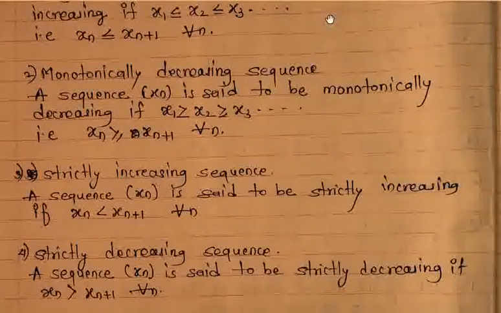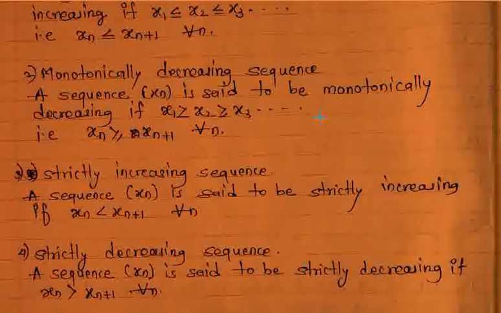Then for a monotonically decreasing sequence, you can have 5, 4, 3, 2, 1. For this, x1 is 5, x2 is 4, x3 is 3. So for this one, 5 is greater than or equal to 4, 4 is greater than or equal to 3. So it works here. And this is the general thing. So n is 1. If n is 1, then 1 plus 1 is 2.